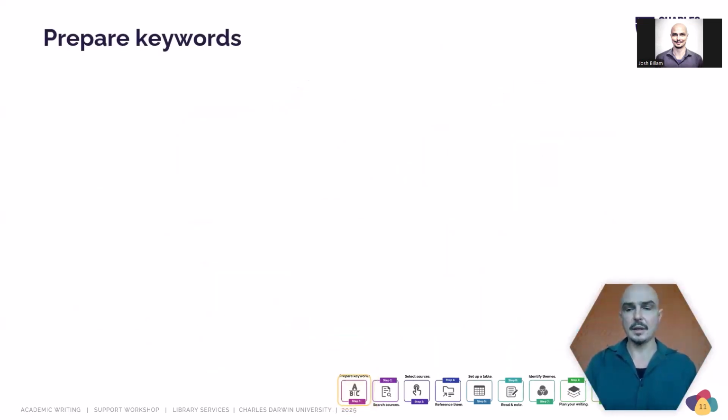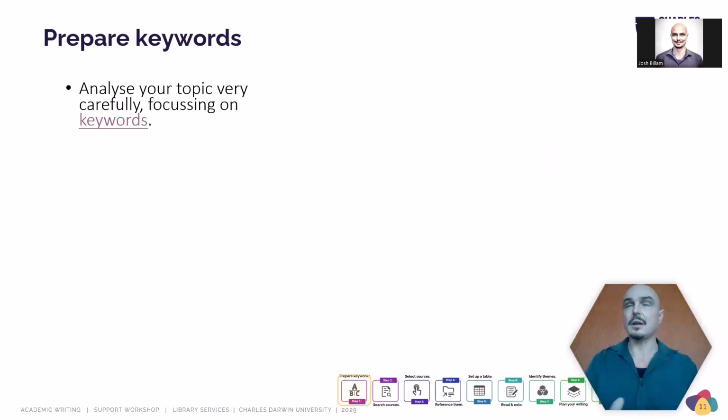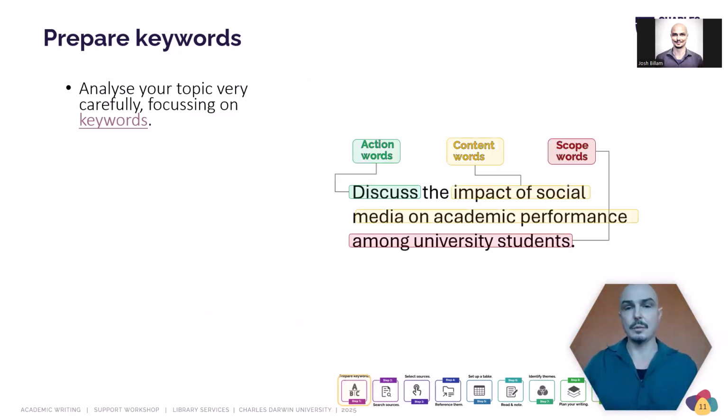It's important in the beginning to prepare your keywords, I think. So you analyze the topic that you are searching for carefully, and you identify words that a search engine is going to use to find better sources or more relevant sources. So let's say you're trying to do this task: discuss the impact of social media on academic performance among university students.